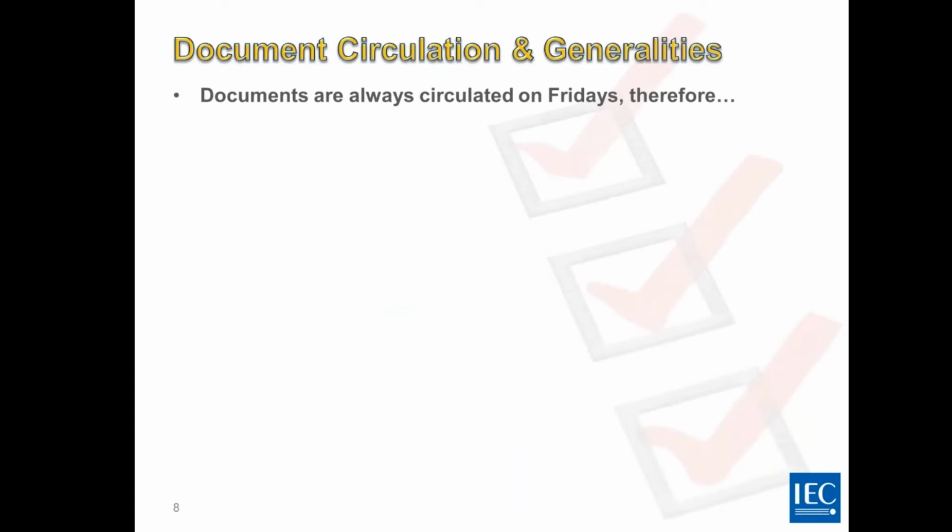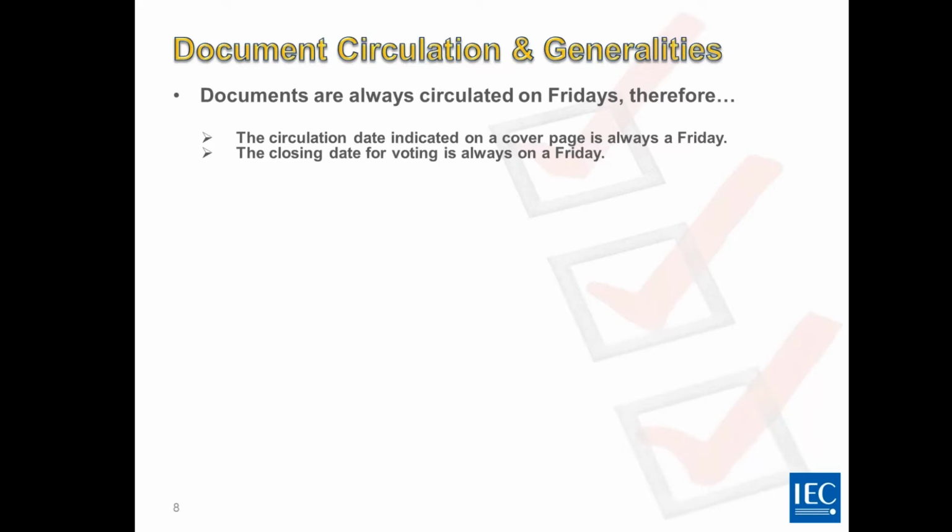So some generalities regarding document circulation. In the IEC, documents are always circulated on Fridays. Therefore, the circulation date indicated on the cover page of the documents is always a Friday. Similarly, the closing date for voting will also be on Fridays. And the circulation periods are now calculated in weeks instead of months in the past. This was decided by the SMB and is now also included in the latest edition of ISO/IEC Directives Part 1, which has been recently published 2 weeks ago.